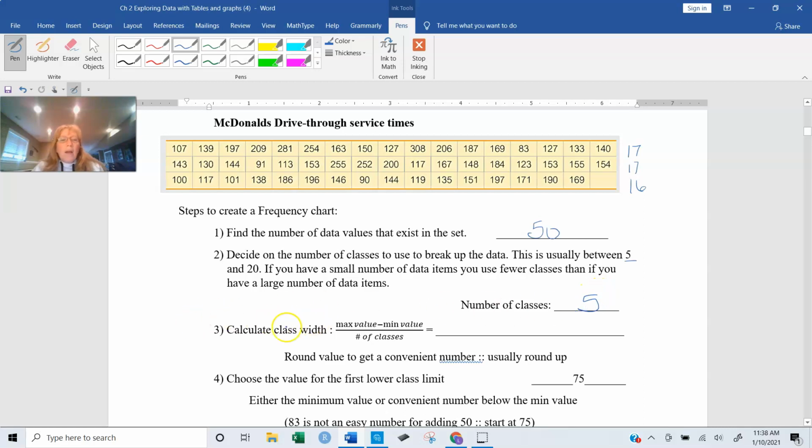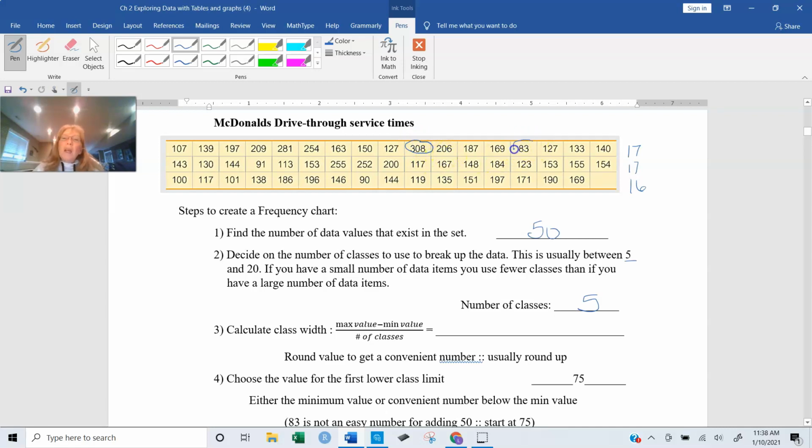The class width, then, we're going to take our max value minus our min value. So we go up here to our data and we find our largest number, and then we find our smallest number. Well, if you look here, 308 is the largest number, and our smallest number happens to be on the same line.